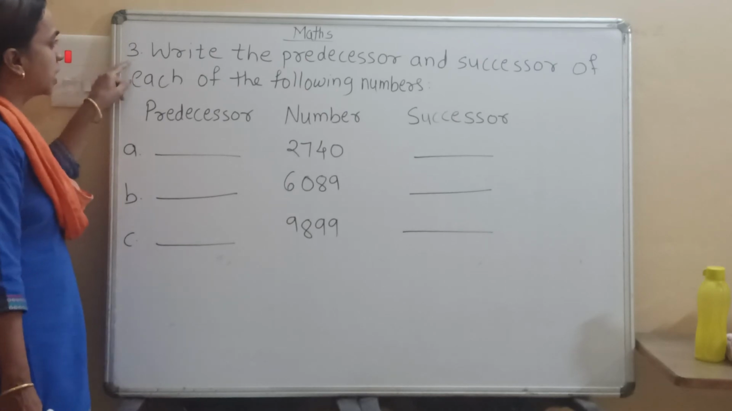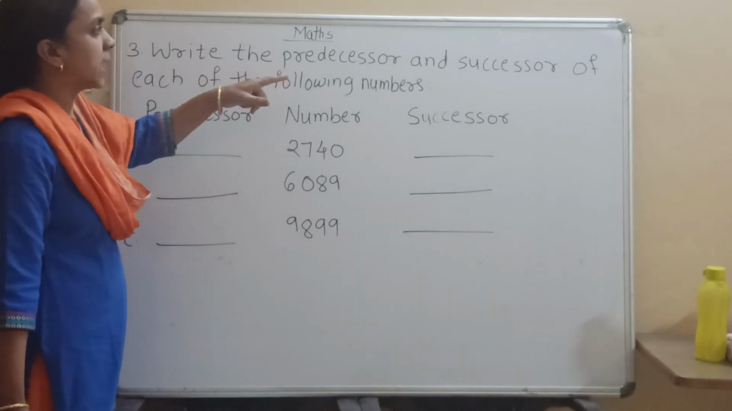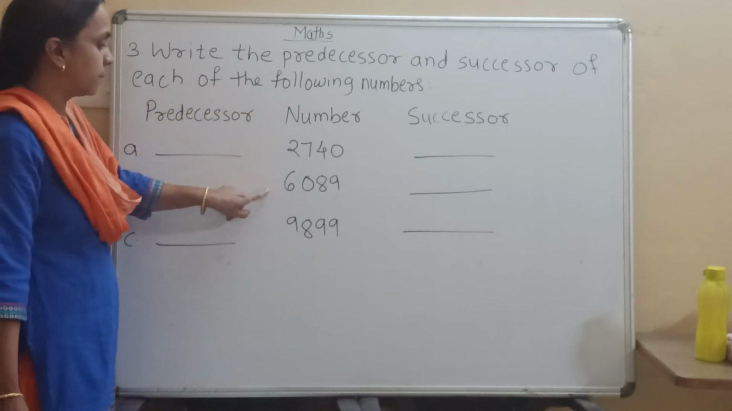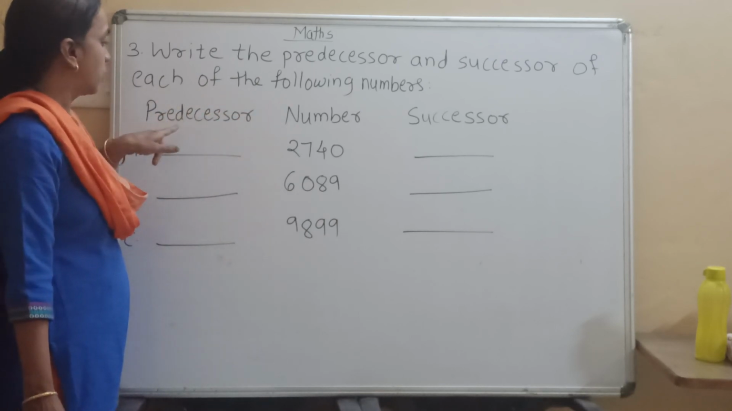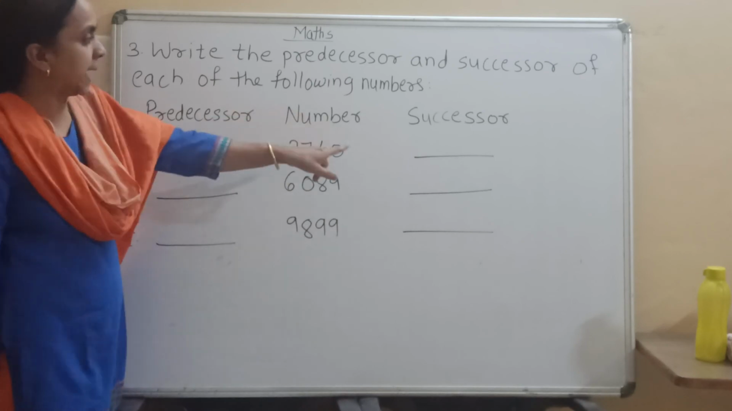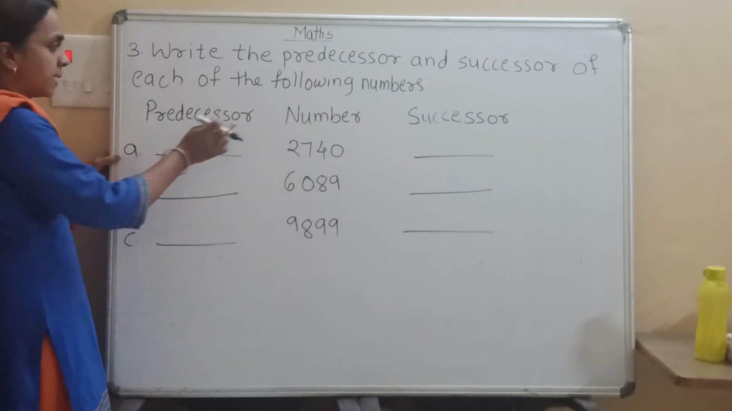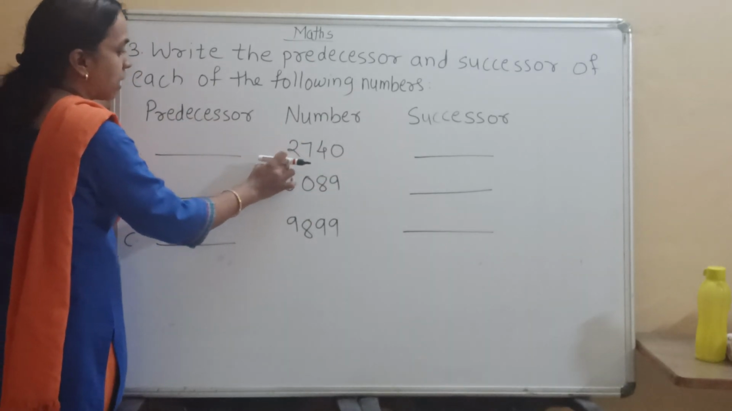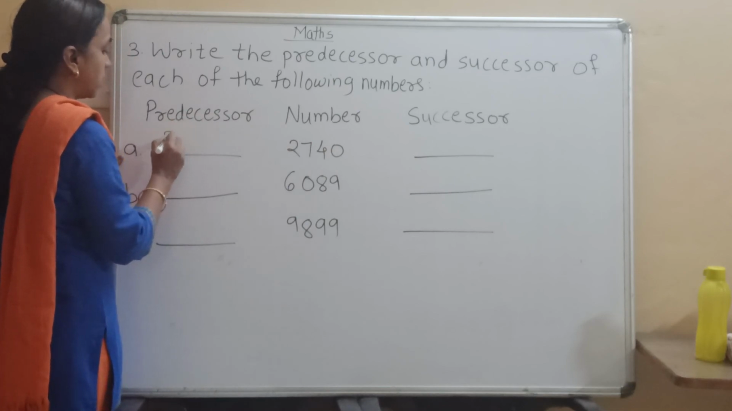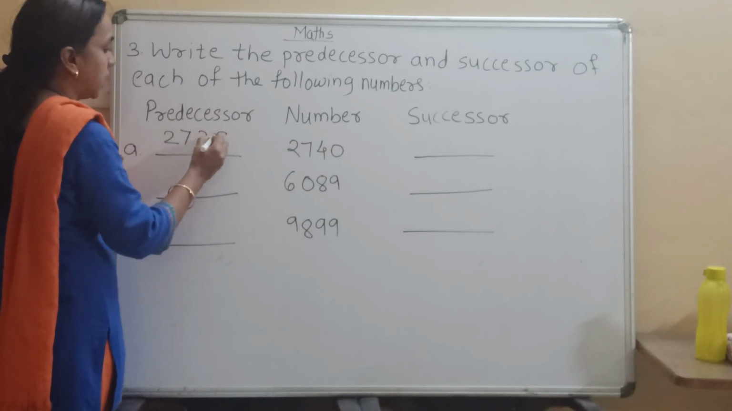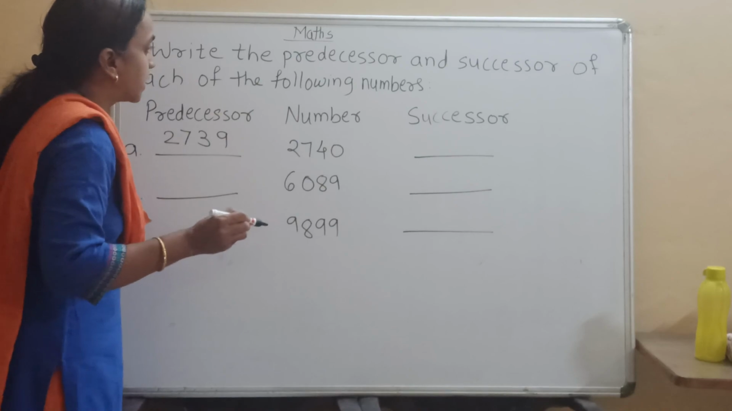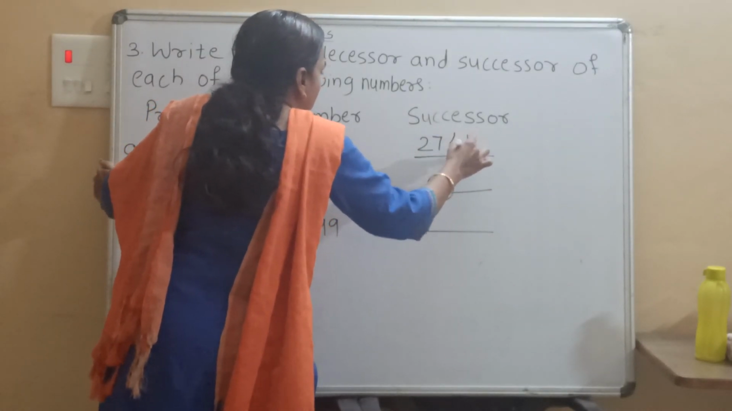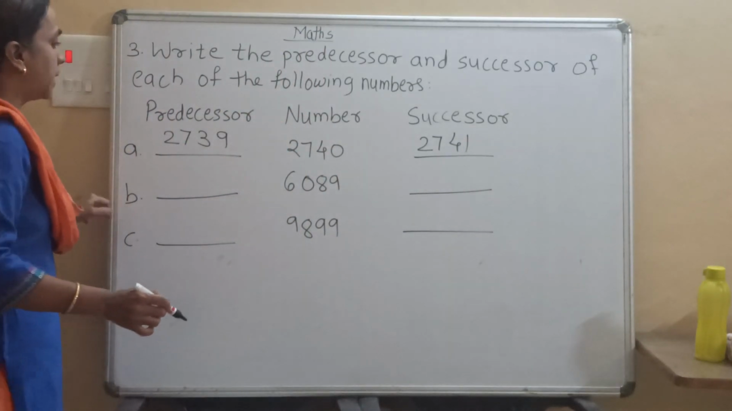Now see the third question. Write the predecessor and successor of each of the following numbers. So the numbers are given in the middle. So we have to first find out the predecessor and then the successor. So the first example is what? 2740. So 2740 minus 1, 2739. Okay. Then successor means what? Plus 1. So 2741.